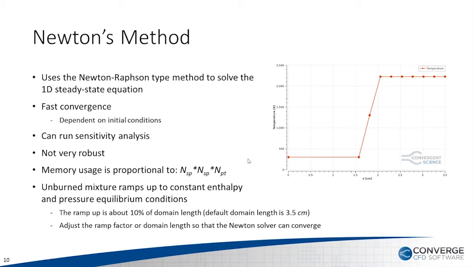However, based on our experience, sometimes because the mechanisms have some issues or the initial conditions you don't know, the Newton solver can never reach a steady state. So there's some robustness issue. Also, while solving this, we do construct a matrix which is the size of species times number of points. If you have a really big mechanism, the memory could be a problem.